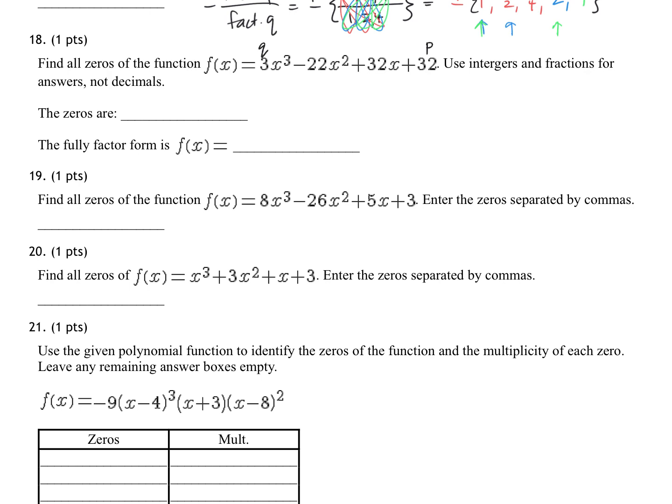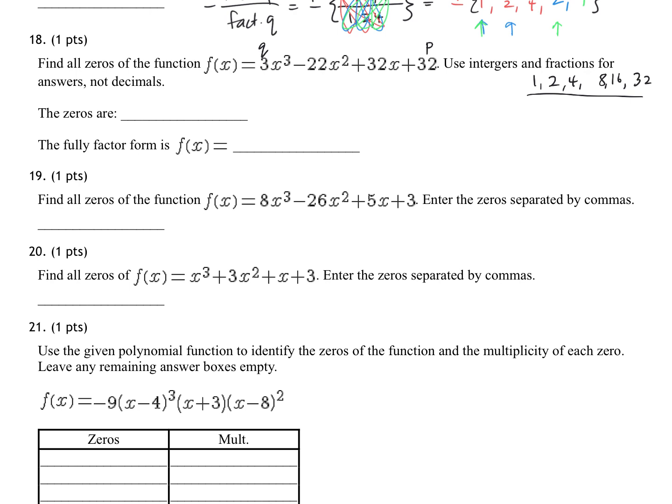So our possibilities are, let's see, 1 times 32, 2 times 16, not 3, 4 and 8, not 5, not 6, not 7. I think that's it.